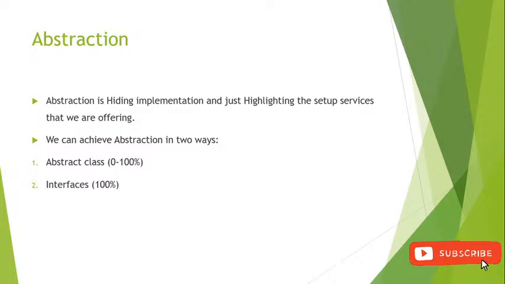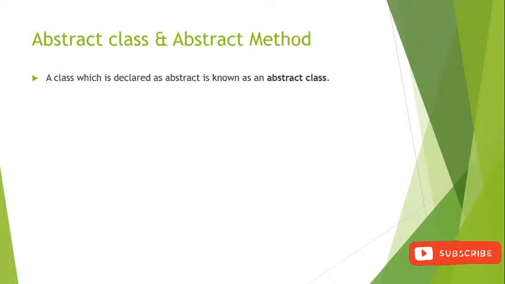With the help of an abstract class, we can achieve 0 to 100% abstraction. Sometimes we can achieve 10%, sometimes 30%, or sometimes 0% or 100% also. But with the help of interfaces, an interface will guarantee you 100% abstraction. So today we will see the first one, the abstract class, and how we achieve abstraction with the help of an abstract class.